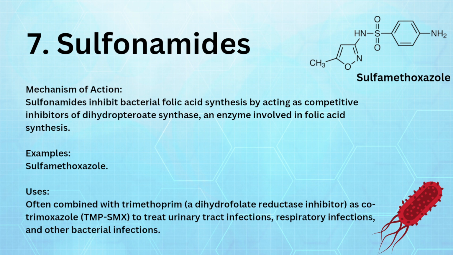These are used for urinary tract infections, respiratory infections, pneumocystis pneumonia, nocardia infections, and toxoplasmosis. Sulfamethoxazole is often combined with trimethoprim to form cotrimoxazole, a powerful combination used for various bacterial infections.